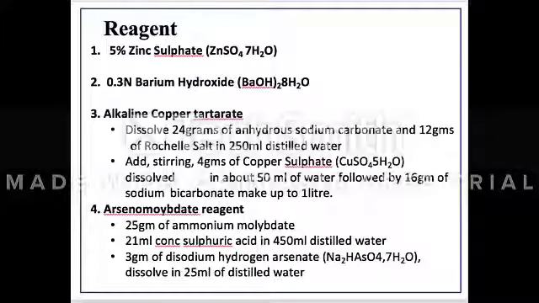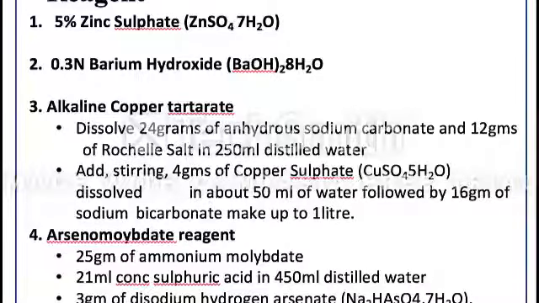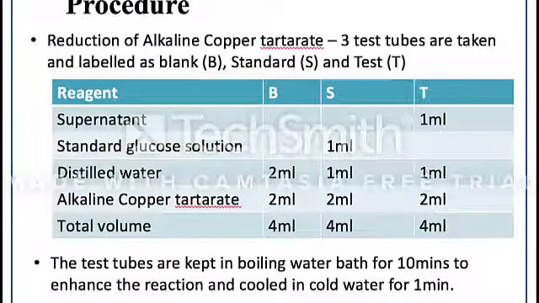Next is arsenomolybdate reagent. We take 25 gram of ammonium molybdate and 21 ml concentrated sulfuric acid and dissolve in 450 ml of distilled water. From this, we take 3 gram of disodium hydrogen arsenate and dissolve in 25 ml of distilled water. Now we'll see the procedure. The reduction of alkaline copper tartrate.